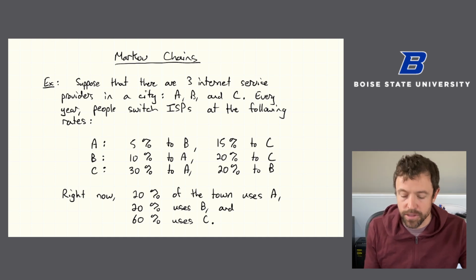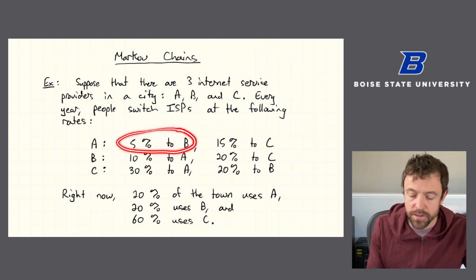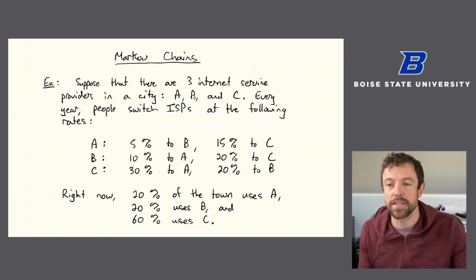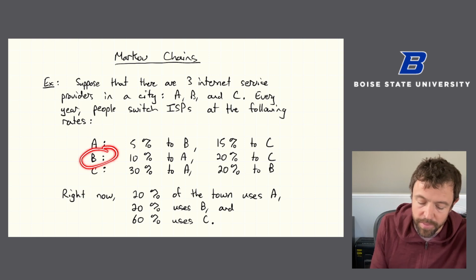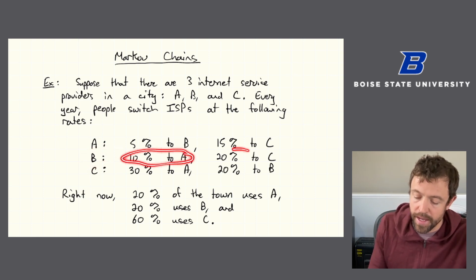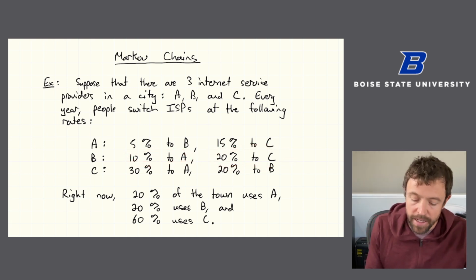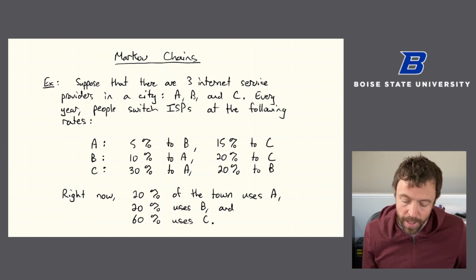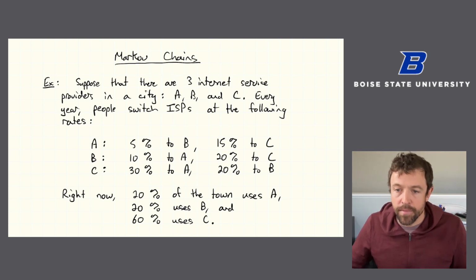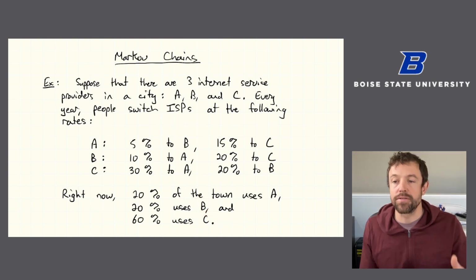And let's say that the rate at which they're switching, if you start the year with provider A, there's a 5% chance you'll switch to B, a 15% chance you'll switch to C, and that leaves an 80% chance you'll stay with A. And similarly, if you start with B, there's a 10% chance you'll go to A, a 20% chance you'll go to C, a 70% chance you'll stay with B, and similar for C, we have rates at which people are switching. Okay, and let's also say that right now, 20% of the town is using A, 20% of the town is using B, and 60% of the town is using C.